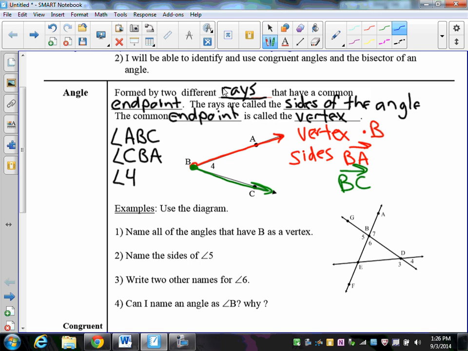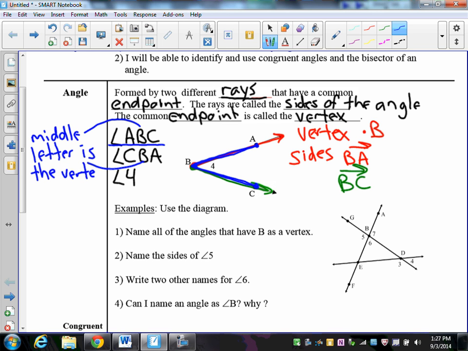Some people struggle whenever they name an angle. Let's talk about that for a second. Angle ABC. You see how my pen touches A, and then it goes to B, and then it goes to C. I can also go the other way, where I would touch C, and then B, and then A. The middle letter is the vertex. So since the middle letter is B, that means my vertex is point B, which is what we said over here.